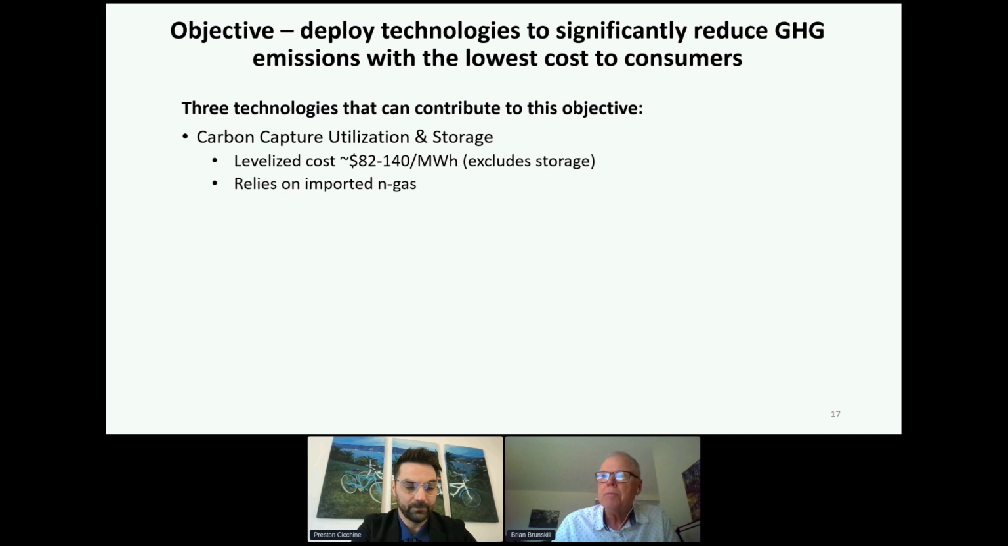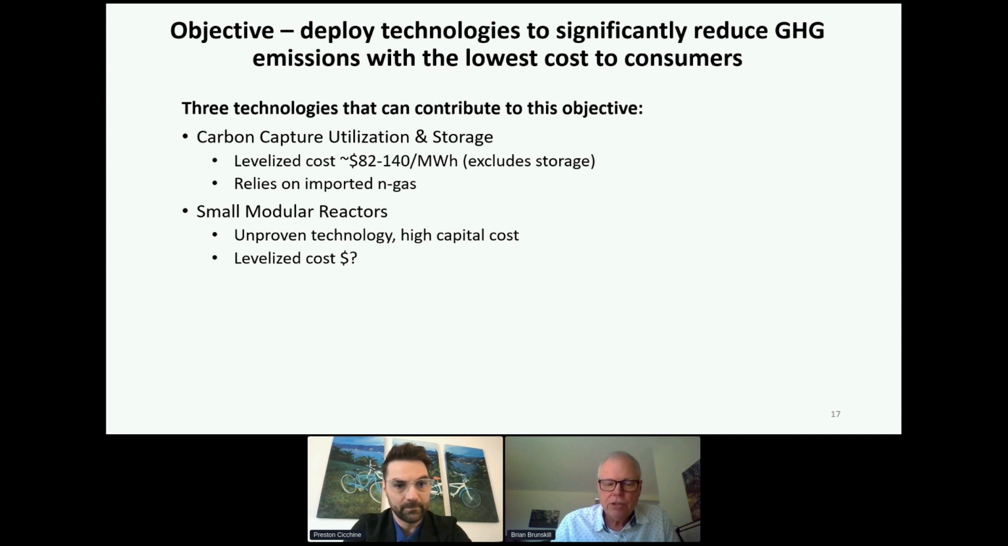Carbon capture, CCUS in Saskatchewan would rely on imported gas. Saskatchewan currently produces less than 50% of the gas we consume. So as we develop additional generating capacity from gas, we will be importing much of that gas from Alberta and probably BC.